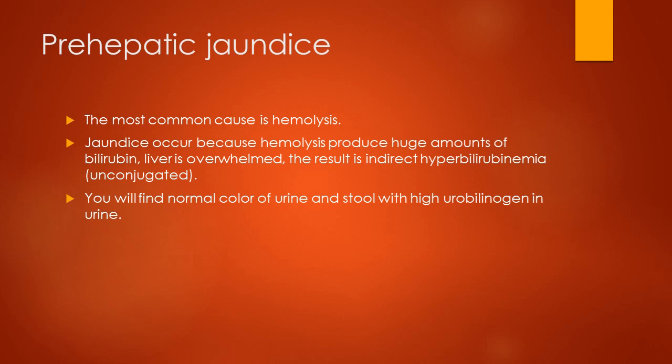The color of urine will also be normal, as the unconjugated bilirubin in the blood can't be filtered by the kidney, so it won't end up in urine. However, we can find high levels of urobilinogen in urine, since large amounts of conjugated bilirubin is produced, then converted into large amounts of urobilinogen that's absorbed by the intestine and then excreted by the kidney.